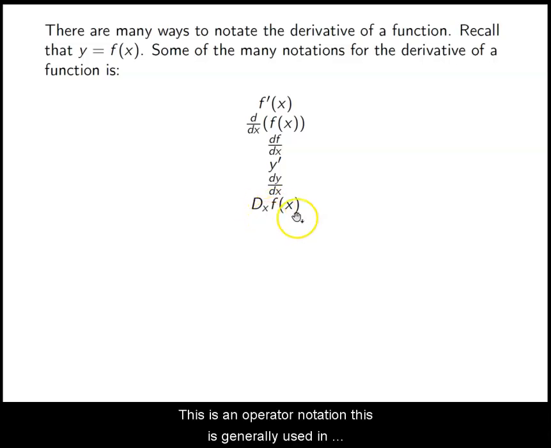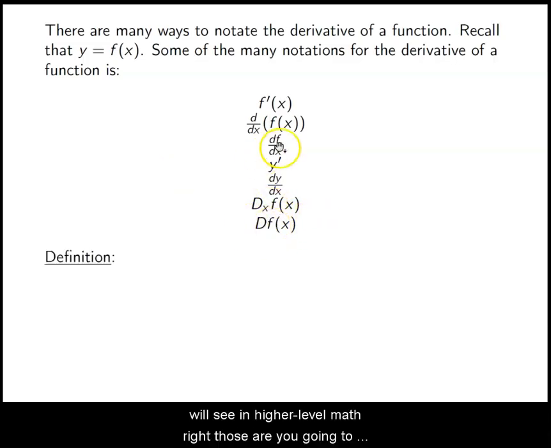This is an operator notation. This is generally used in higher level mathematics. You will see this in Calculus 3 when we talk about directional derivatives. It's saying I'm using this operation on my function, rather than the other notation, which kind of says do this to your function. This is also a variation of the operator notation. So these you'll see in higher level math. Those of you going to Calculus 3 and above, you'll see this at some point. The rest of you, get familiar with these first five. They're really the same thing, two variations of the same thing.